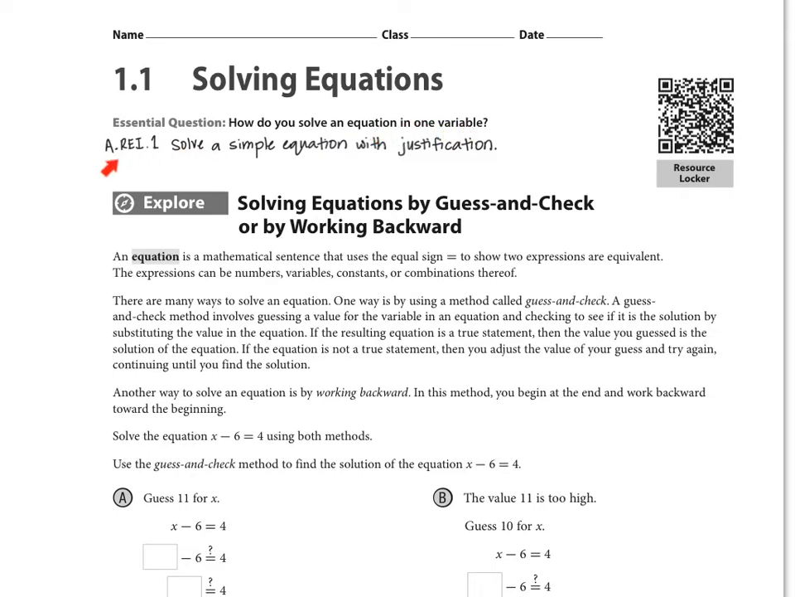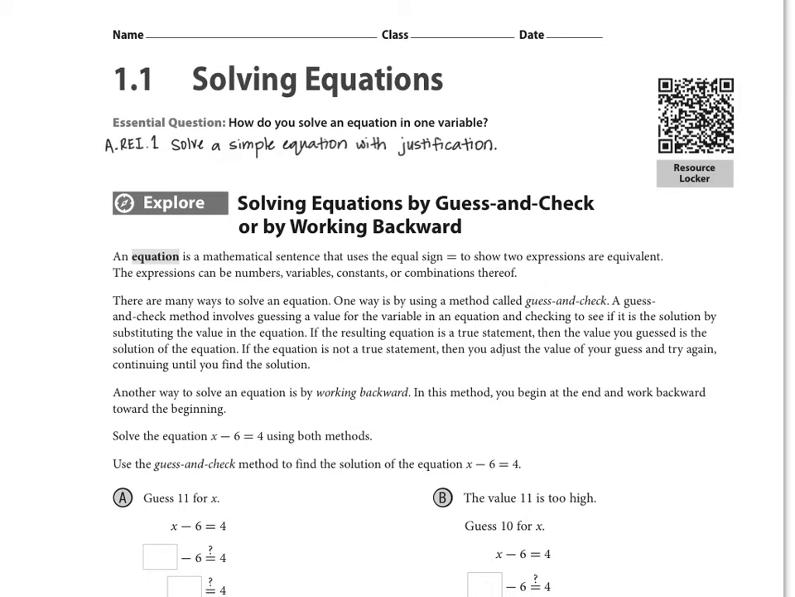And the standard that we're addressing is AREI.1, solve a simple equation with justification. If you are in Math 1, you have seen this before in Math 7. This is mostly review. You can take a look at the definition of equation, what it is here. Go ahead and read through that.